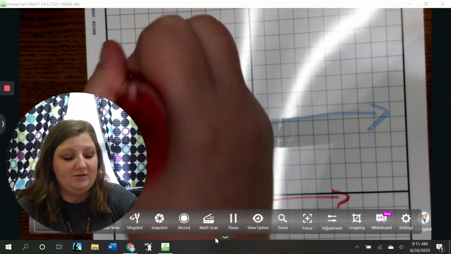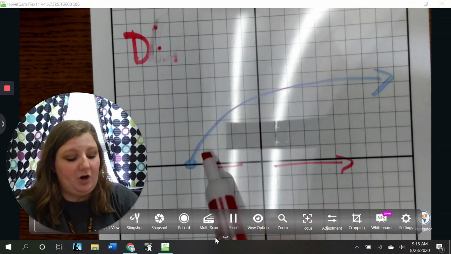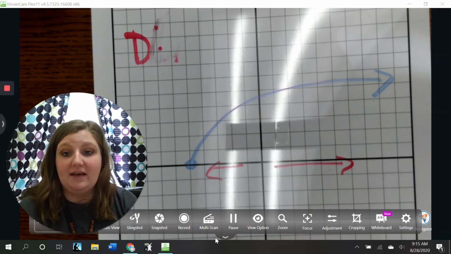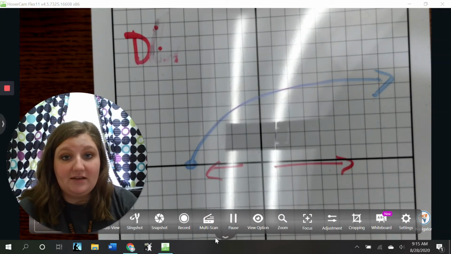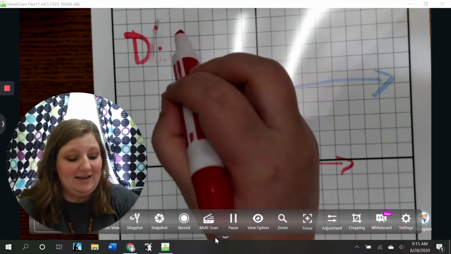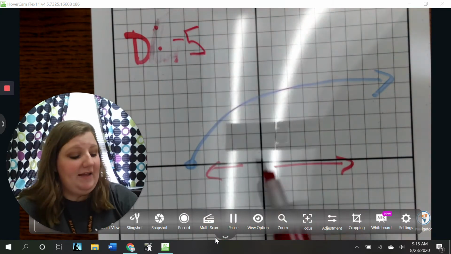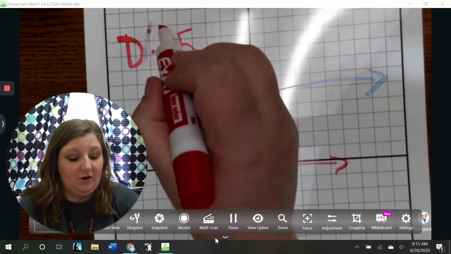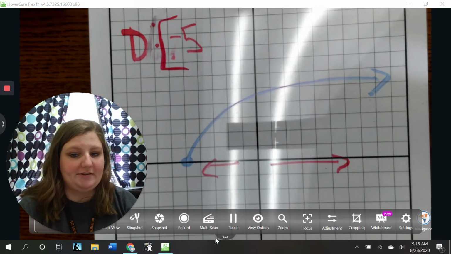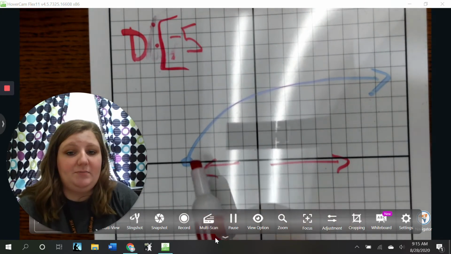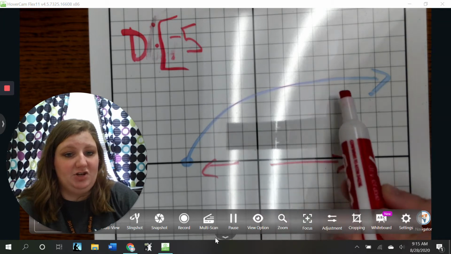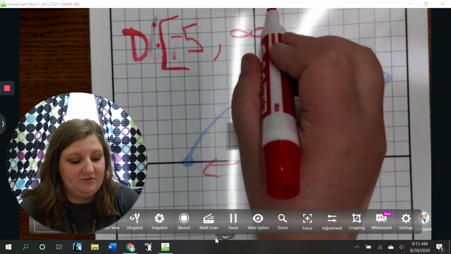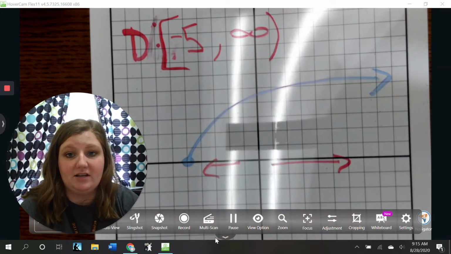So for our domain, as we go to the left, our graph stops at this point, which is 1, 2, 3, 4, 5 to the left of the origin. So since it's 5 to the left of the origin, the x value for that point is -5. And then since our graph is actually at this point, it's touching this point, we know -5 is included in our domain, so we put a square bracket around it. Then as we move to the right, notice our graph is continuing forever to the right, it's never stopping. So because of that, our graph goes up to infinity, and we always put a parenthesis around infinity.